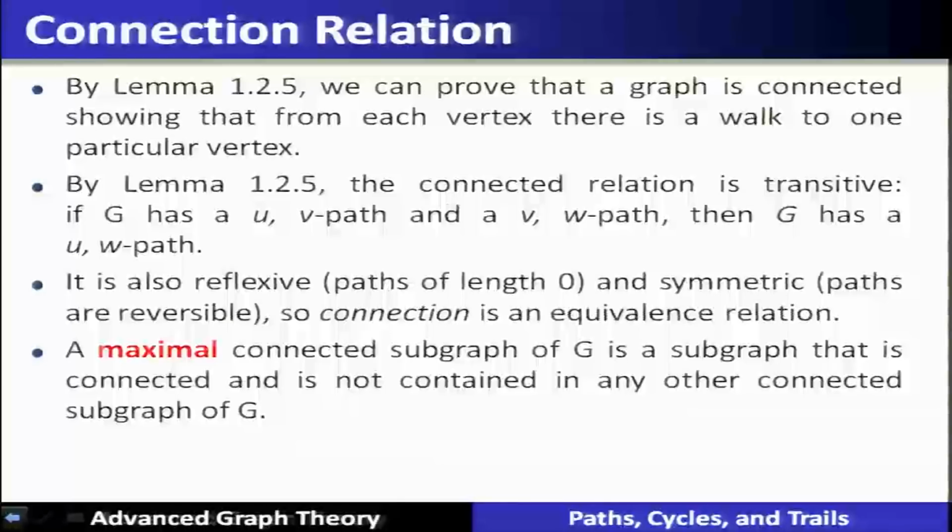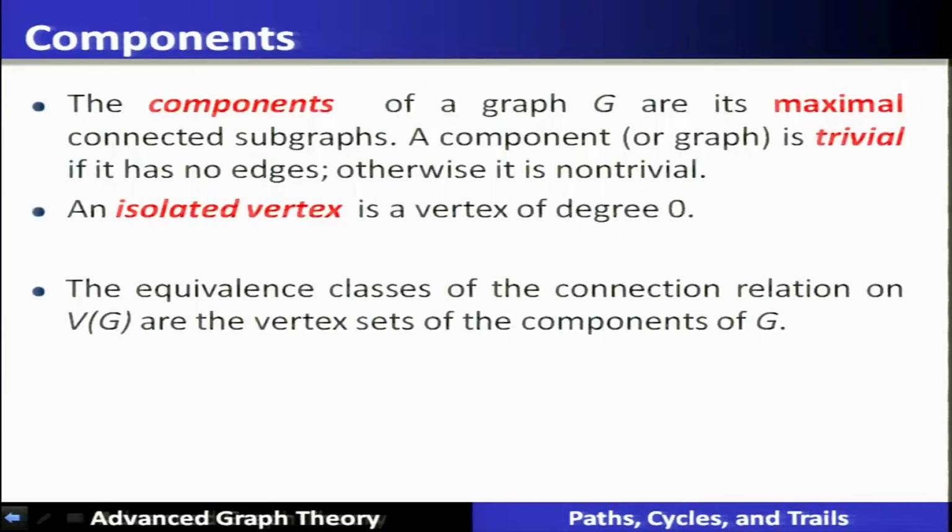A maximal connected subgraph of G is a subgraph that is connected and is not contained in any other connected subgraph. If the graph does not have the connection property, then it is disconnected, and those maximal connected subgraphs are called the components. So the components of a graph G are its maximal connected subgraphs. A component is trivial if it has no edges, otherwise it is non-trivial. An isolated vertex is a vertex of degree 0, and that will give a trivial component if it is present in the graph.